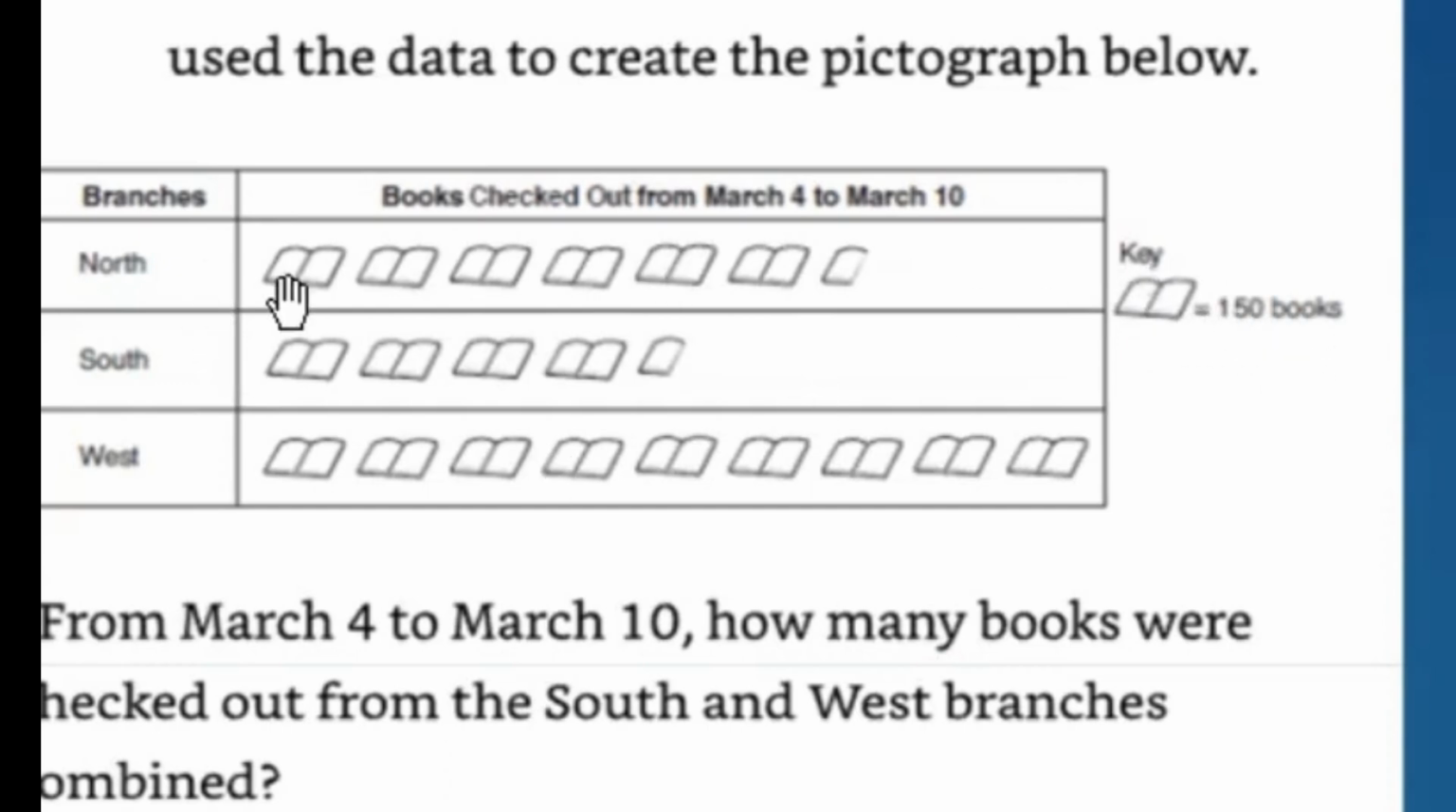So in this table, in the North Branch, for example, we see 1, 2, 3, 4, 5, 6, 7. So well, half the book means half of 150, which is 75, right? So 150, 300, 600, 900, 975 books in the North. And you simply, all you would do is just add the number of symbols representing the book.